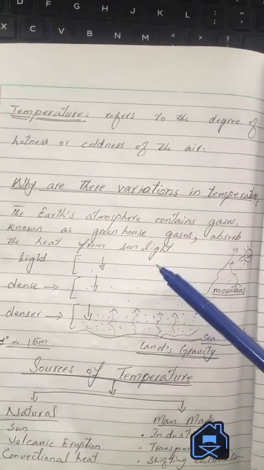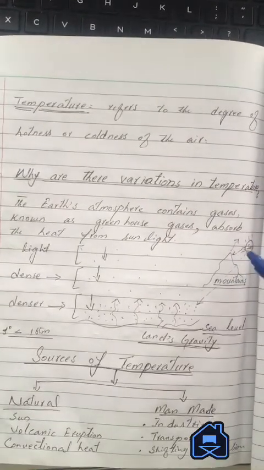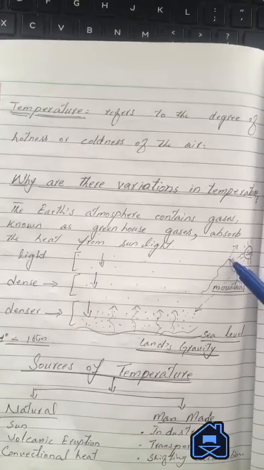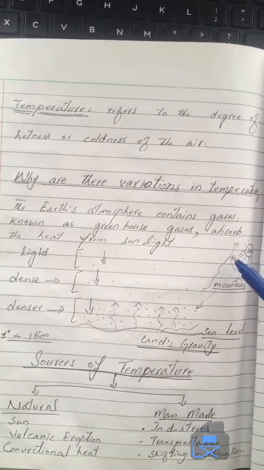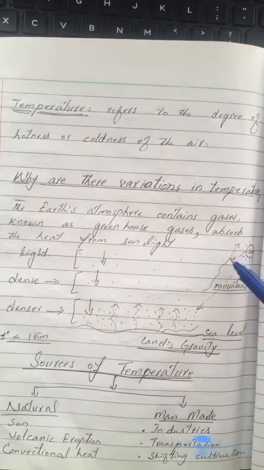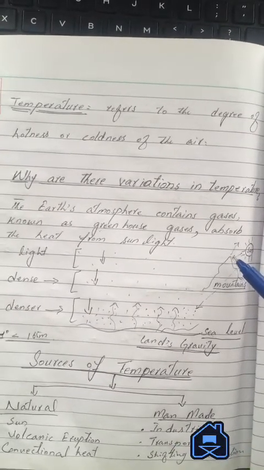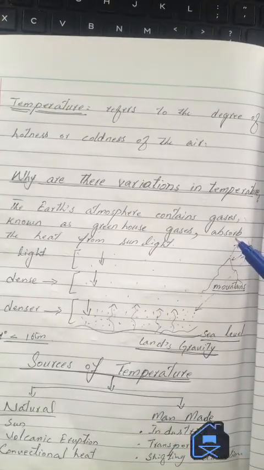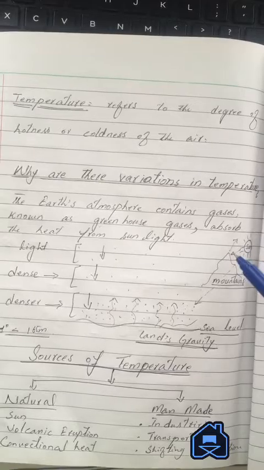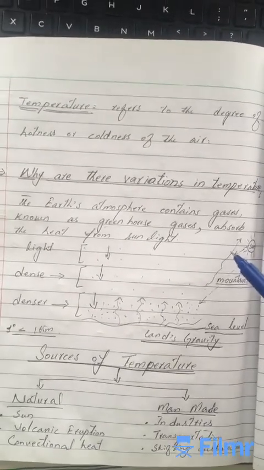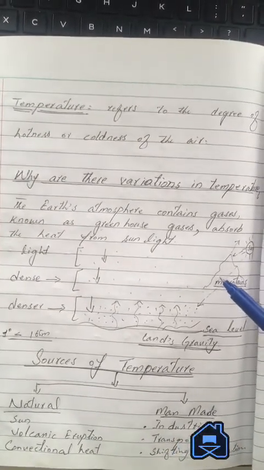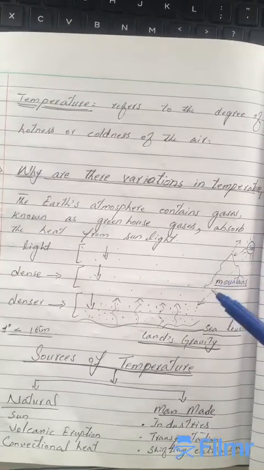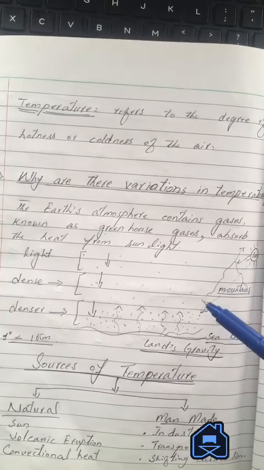So that's why on the top of the mountain the sunlight comes quickly, but due to the light gases over there, the sunlight will not be trapped there for a long time. So as it easily comes, it easily goes back into the air. It will not be trapped there for a long time, so there the temperature is less. About every 165 meters you go up, the temperature will decrease by 1 degree Celsius.